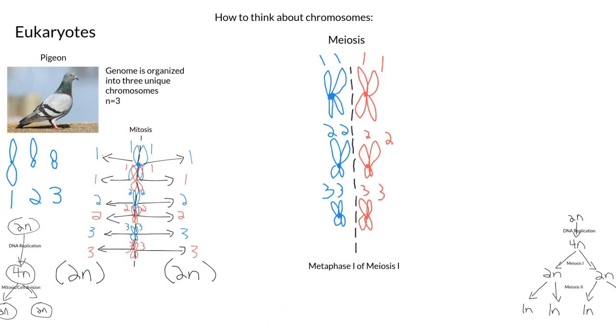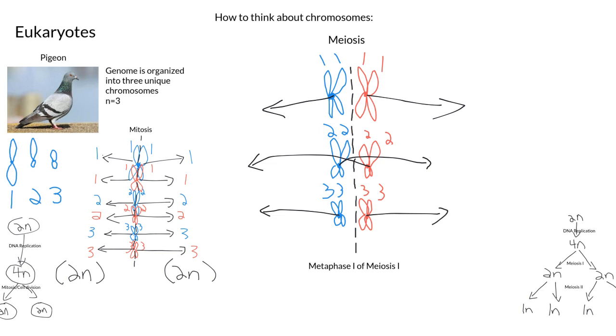In this instance, sister chromatids stay together, and so perhaps the blue chromosome 1s travel to the left, and the red chromosome 1s travel to the right. The chromosome 2 sets will segregate independently of the 1s above them. We call this independent assortment. Okay, so in this case, maybe the red chromosome 2s go left and the blue chromosome 2s go right. And then down at the bottom, the 3s that are blue go left and the 3s that are red go right. Okay, any number of combinations of segregation can happen here.